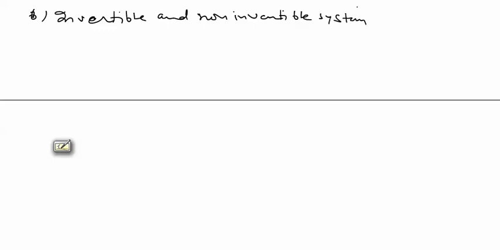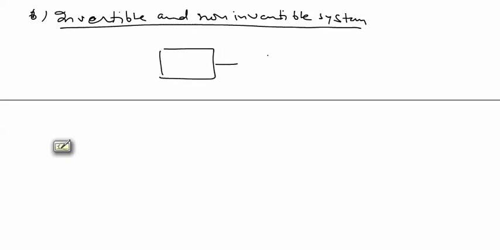Next, bifurcation 6: invertible and non-invertible system. A system is invertible if different inputs lead to different outputs. Different input leads to different output, which means the system is invertible.